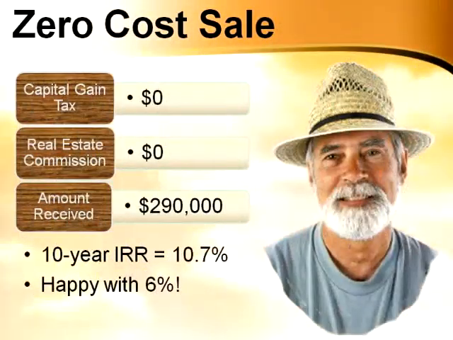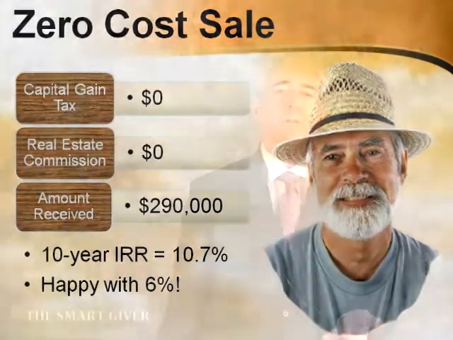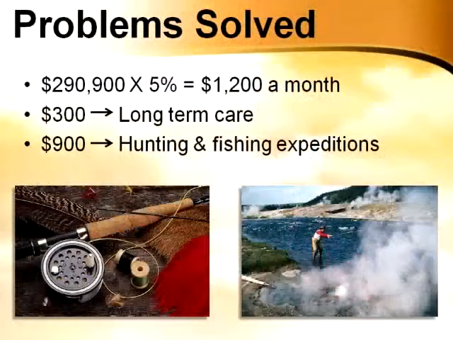John sells his land, pays no capital gains tax, and saves $45,000. He pays no real estate commissions and saves $40,000. The $290,000 he receives represents an internal rate of return over the last 10 years of 10.7%. He would have been happy with 6. He can reinvest the $290,000. At 5%, this creates an income of $1,200 a month he didn't previously have.